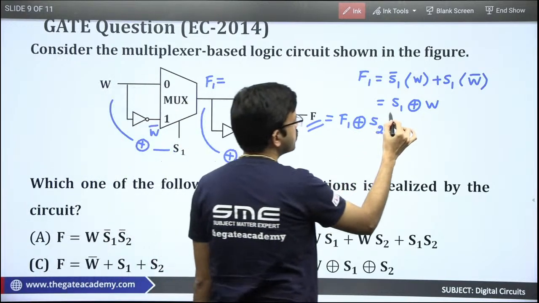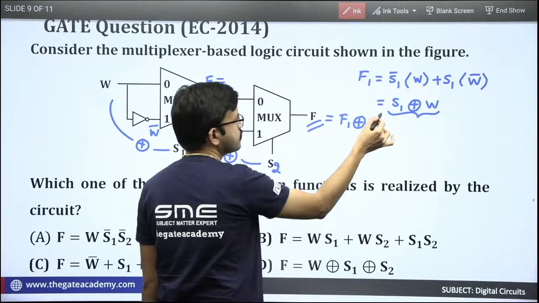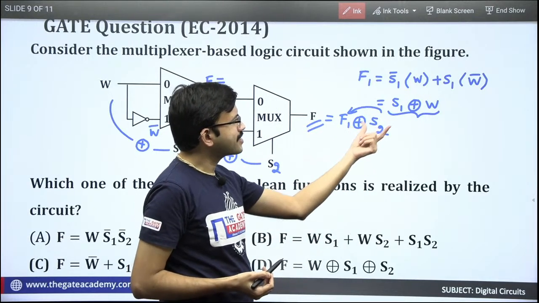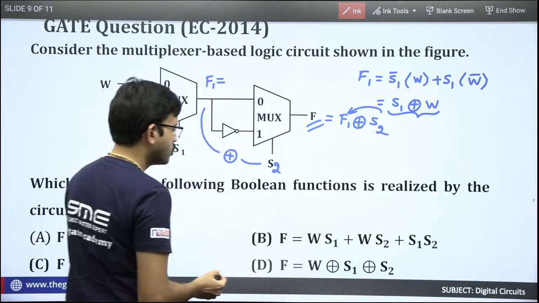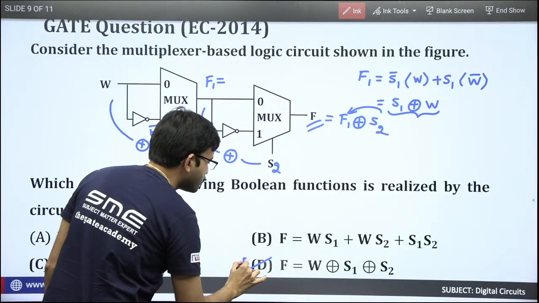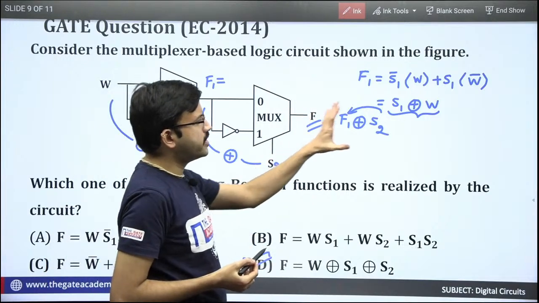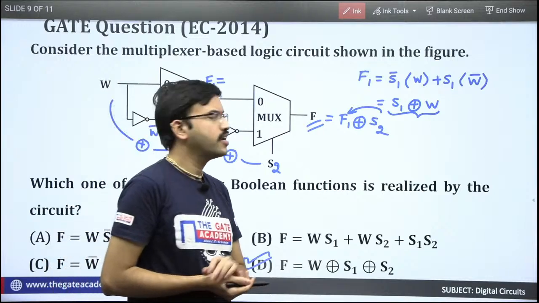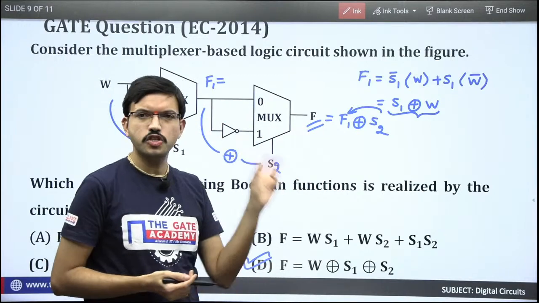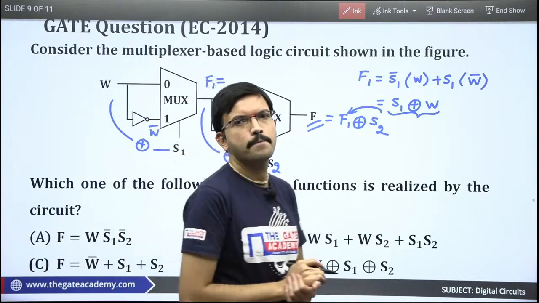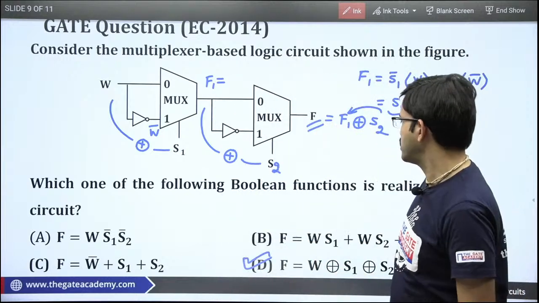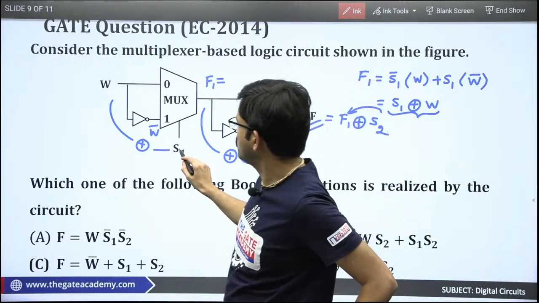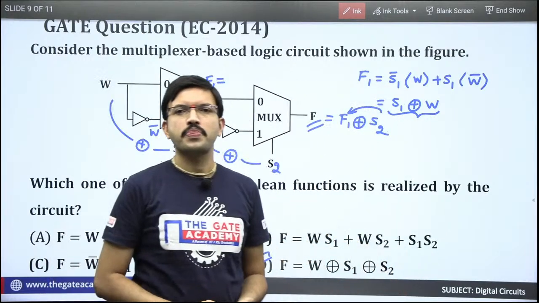Now substitute in the place of F1 this one. So you will get the exclusive OR operation among the selection lines and W, right? So that means option D is the correct one. Exclusive OR operator will satisfy the commutative law. You can interchange the order of the variables. You can perform XOR operation on any two variables first and then with the third variable. Yes, very good Nikita, option D is the correct one. Here this is S2, here you are having S1. Yeah, very good.